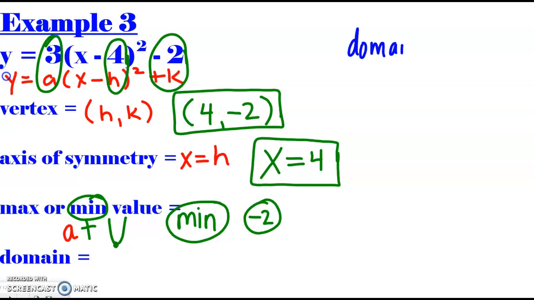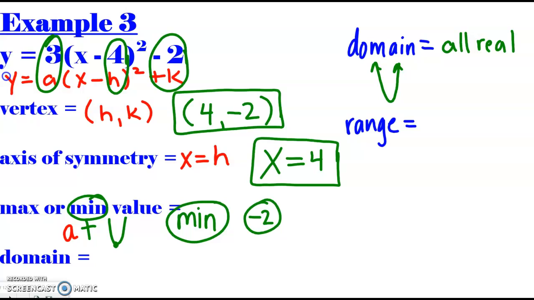I'll go over here for the domain and range. So the domain, remember, is the x's being used. The range is the y's being used. So for a parabola that opens up or down, that means it's going to go to the left forever and it's going to go to the right forever. So the domain of a parabola that opens up or down is always going to be all real numbers.